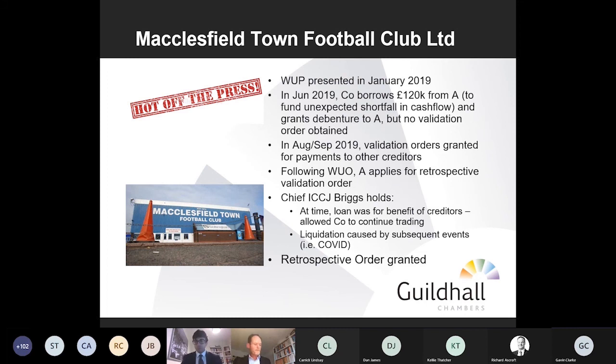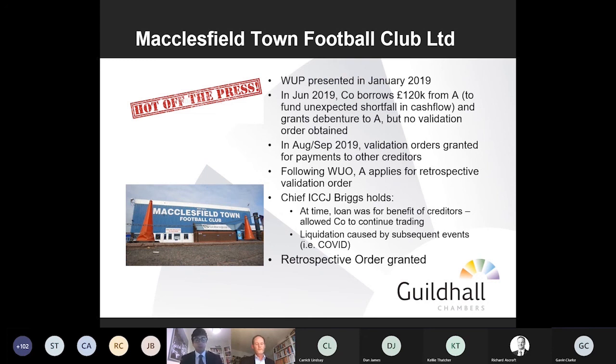Having had several cases, we now have another one very recently, in the last week or so. I think literally last Thursday, this was reported. We don't have a full judgment yet, but this is a judgment relating to the sad demise of Macclesfield Town. So in this case, Macclesfield had been struggling for several months. A winding up petition had been presented in January 2019. There'd been some toing and froing. It was originally an HMRC petition, but then someone else was substituted and HMRC was substituted back in.